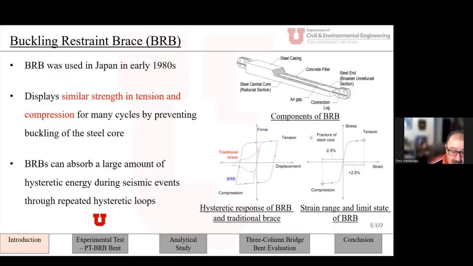Now for design, the strain range and the limit state of the BRB, there is a little hardening that happens in tension and considerable in compression. So there are special factors that take that into account. But the typical range that these BRBs are designed for, mostly in buildings, of course, is a strain of about 2.5% in tension and 2.5% in compression. The 2.5% strain in tension is itself very important and very impressive, but the 2.5% strain in compression is extremely impressive. So it's a very good energy dissipation system.